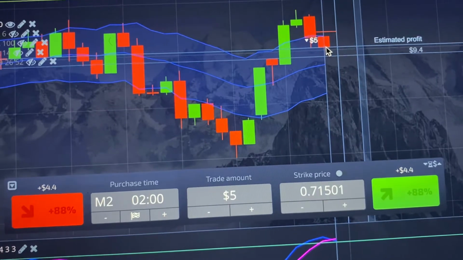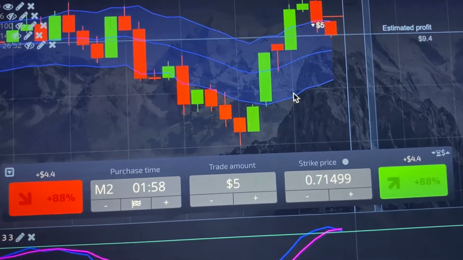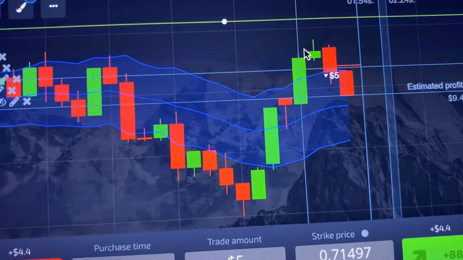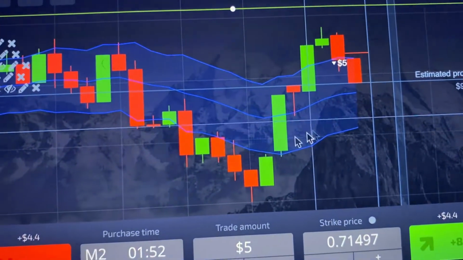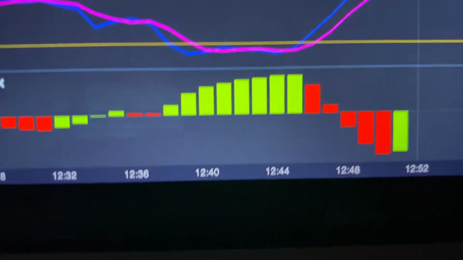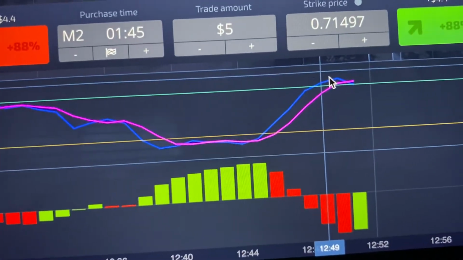Just focus on being in an overbought market. See, I'm in an overbought market. The green candle goes above the Keltner channel. If it goes below, we're going into oversold. All right, and you see how again we're in an overbought market right here.